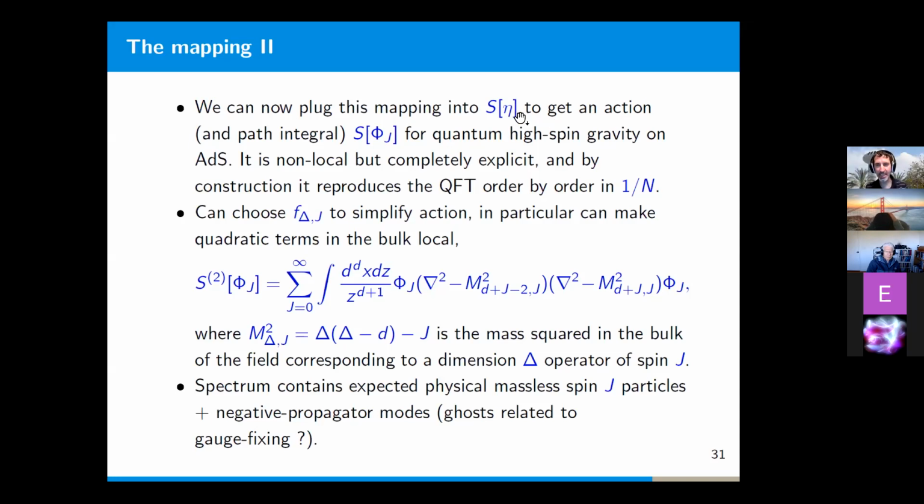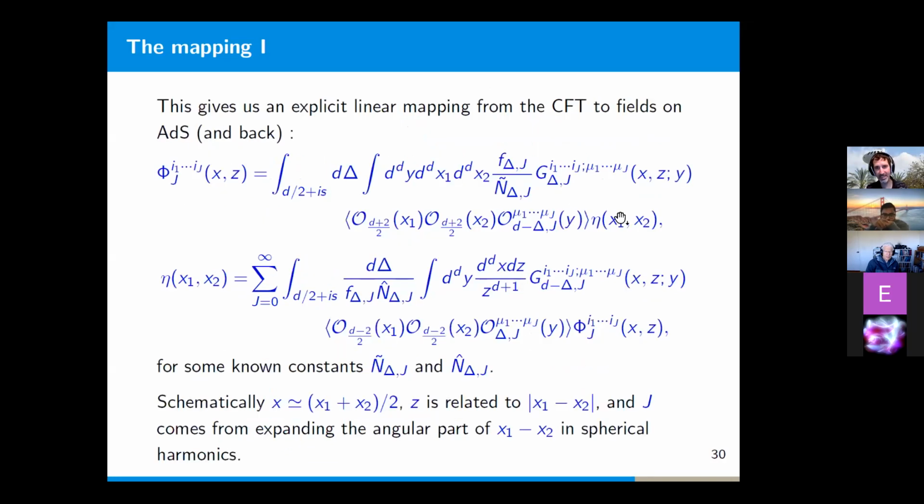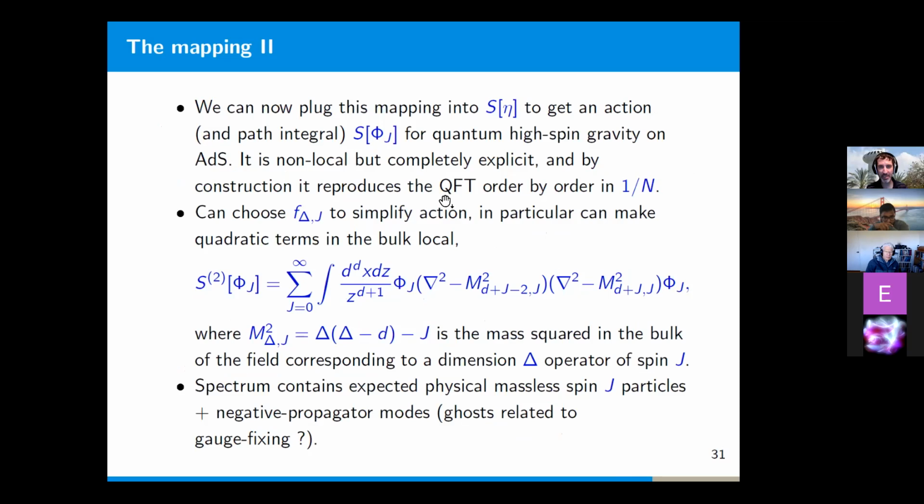So again, as long as n is large enough, such that we could do the first step on the field theory side, this just gives us an explicit mapping between the field theory and a path integral on AdS space, a path integral for this quantum high spin gravity theory on AdS space. We can explicitly write down this action by just taking the action we started from and plugging in this change of variables. This action is completely non-local. This change of variables is highly non-local, as you can see. Of course, we have an integral over these points x1 and x2, so it's completely non-local, but it is completely explicit. And by construction, since we constructed all steps in this mapping explicitly, this path integral over these fields in AdS space reproduces the conformal field theory order by order in 1 over n.